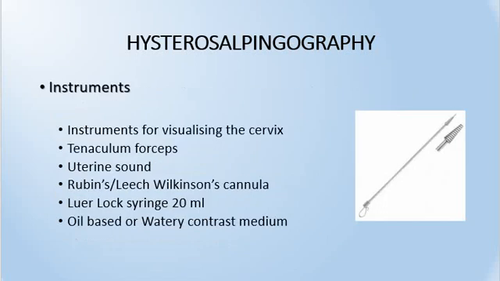Instruments used for hysterosalpingography include those used for visualization of the cervix, that is the speculum, then the tenaculum forceps for holding the anterior lip of the cervix, uterine sound, Rubin's oblique Leach-Wilkinson cannula. Rubin's cannula we had seen when we were discussing dilatation and insufflation. This is the Leach-Wilkinson cannula. There is a screw type of thing over here. Then the Luer lock syringe of 20 ml. An oil-based or watery contrast medium is another thing required for hysterosalpingography.